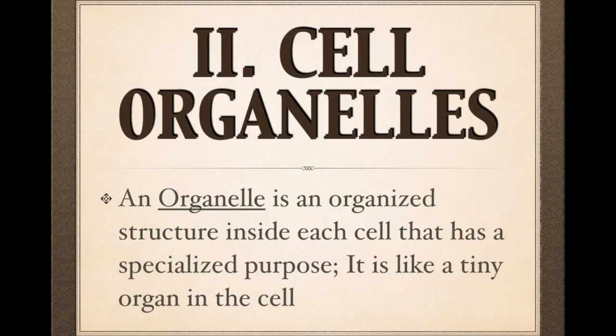Now let's talk about cell organelles. An organelle is like a tiny little organ. It's an organized structure inside each cell that has a specific specialized purpose. An organ in our body has a function and a shape. In the same way, an organelle has a specific shape and a specific function.